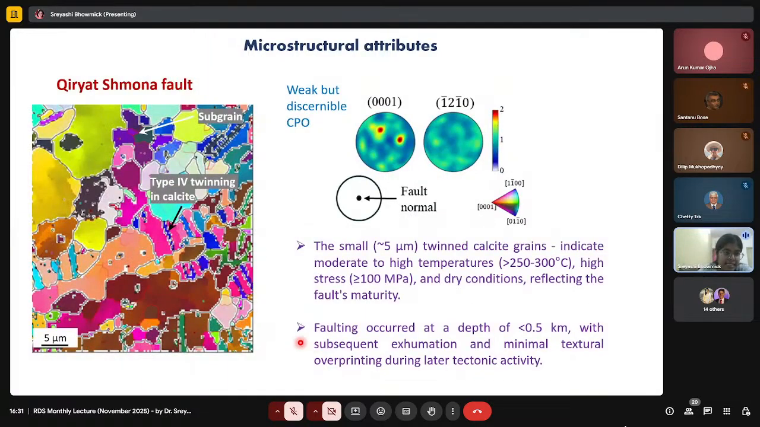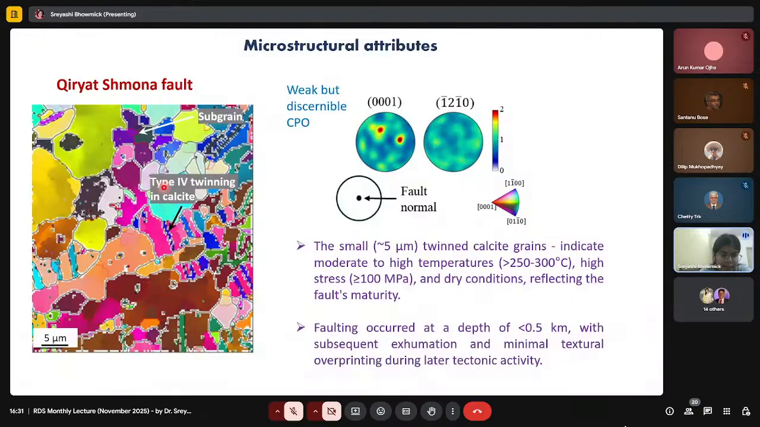Moving on to the next example, this is from the Kiryat Shmona fault, but here we did not find any mineral alteration, primarily due to absence of any fluid. But here we could see excellent twinning in the calcite. So these are basically the large grains. Not only in the large grains, but we could also see this kind of twinning in the smaller grains.